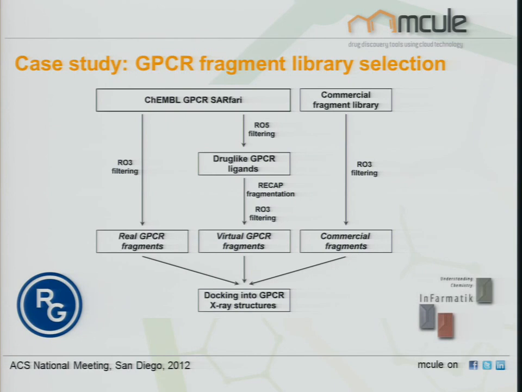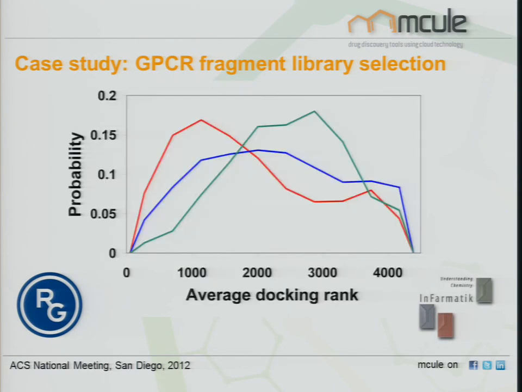discovered GPCR X-ray structures. We applied consensus scoring, and it turned out that the real GPCR fragments had a significantly higher rank. You can see this in red, while the virtual GPCR fragments had a little bit lower ranks. And this was the commercial fragment library, which wasn't biased toward GPCR, so it was just a regular fragment library.